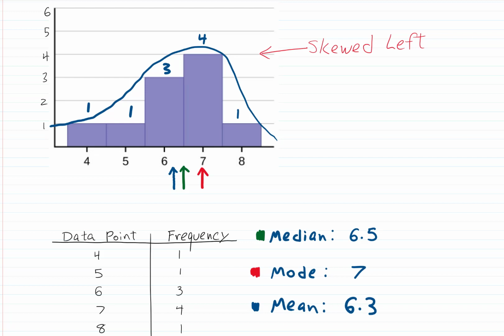What I want you to notice is this. The data is skewed left. And what does that do? It pulls the median a little bit to the left of the mode, and it pulls the mean even further to the left. Okay, let's write that down because this is important.